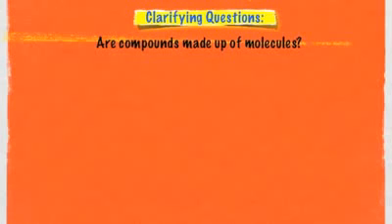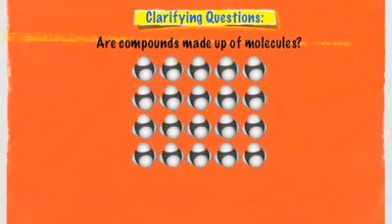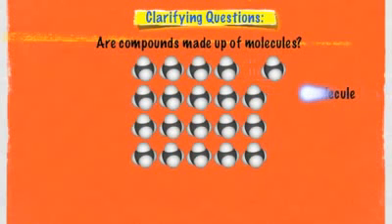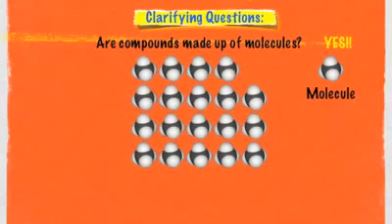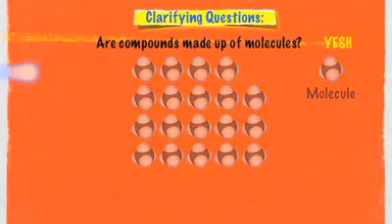So here are some clarifying questions to help you understand even further the similarities and differences between molecules and compounds. Are compounds made up of molecules? Well, there's that compound that we saw on the previous page. And if we remove one of those, the smallest component of it, yes, that's a molecule. So compounds definitely are made up of molecules.